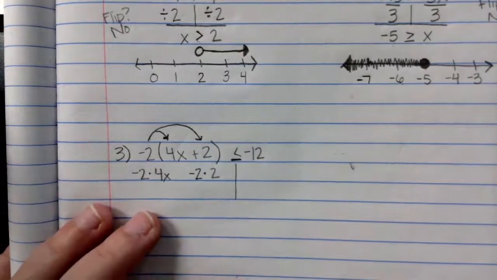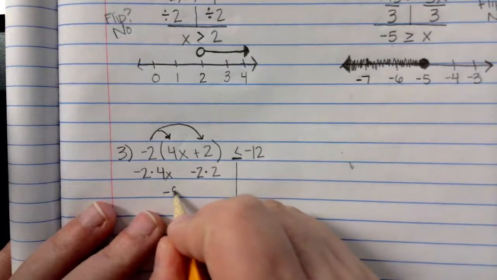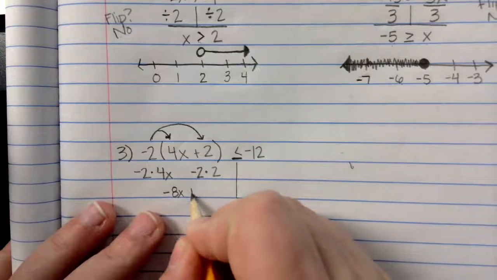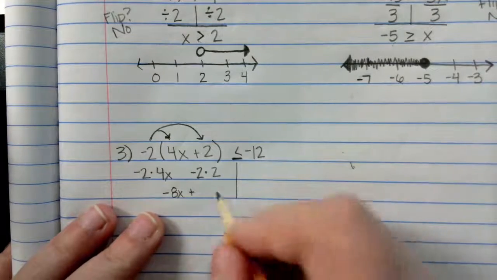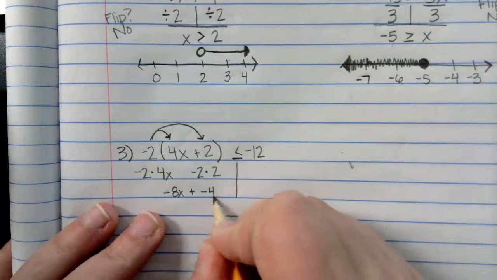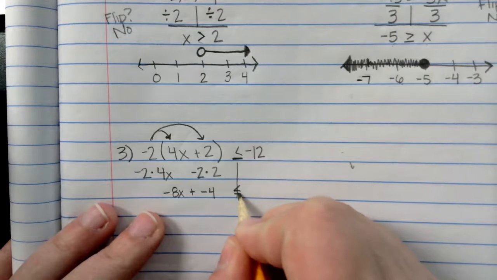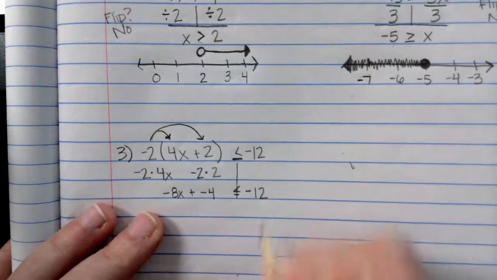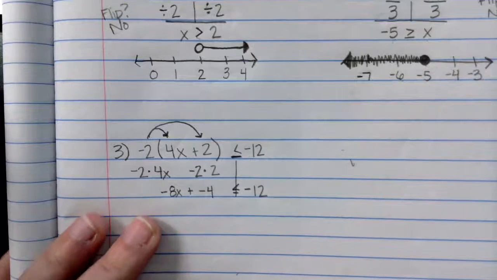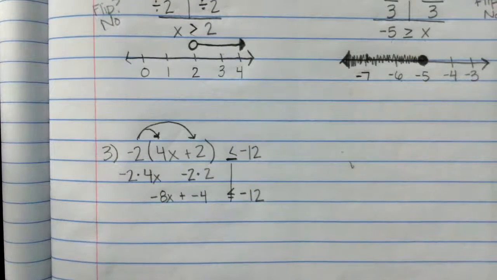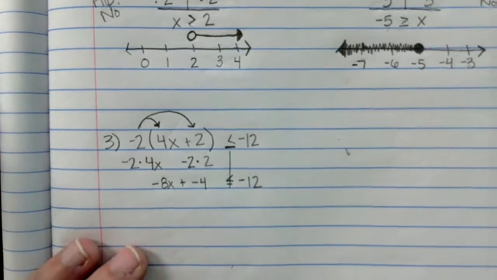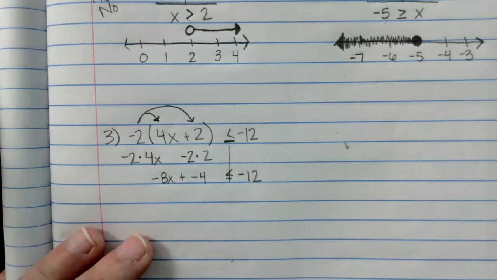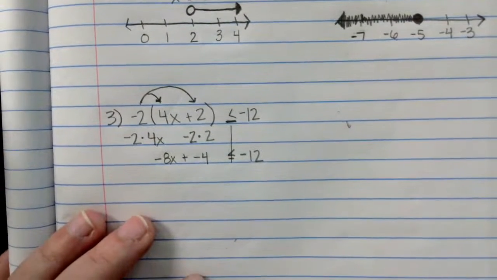So what is -2 times 4? -8x plus, what's -2 times 2? -4 is less than or equal to -12. Yes, we are multiplying by a negative, but did we multiply both sides? Nope, so the inequality stays the same. All right, at this point, if you want to try and work ahead and see if you got this, you can.